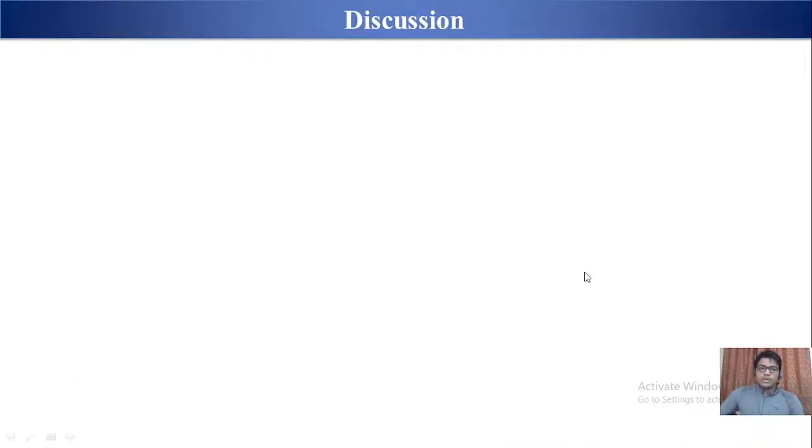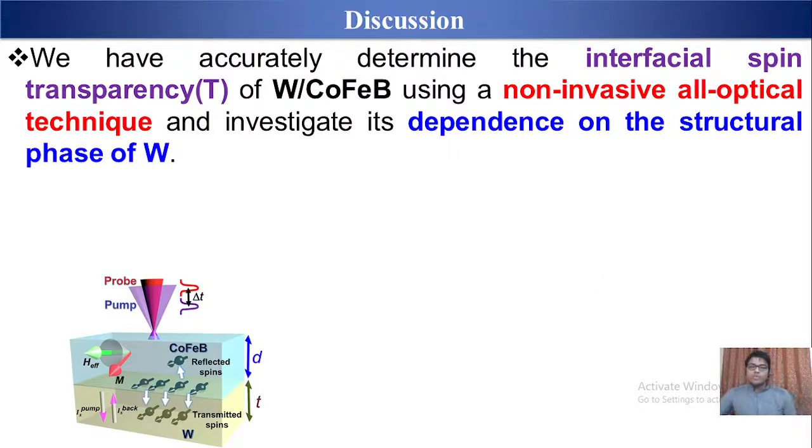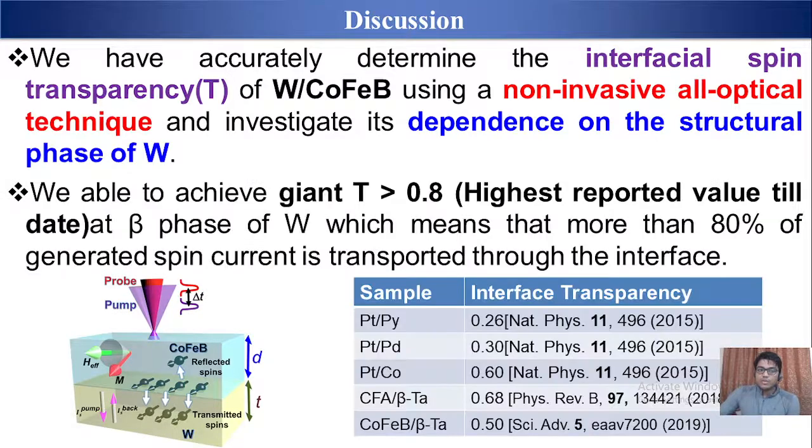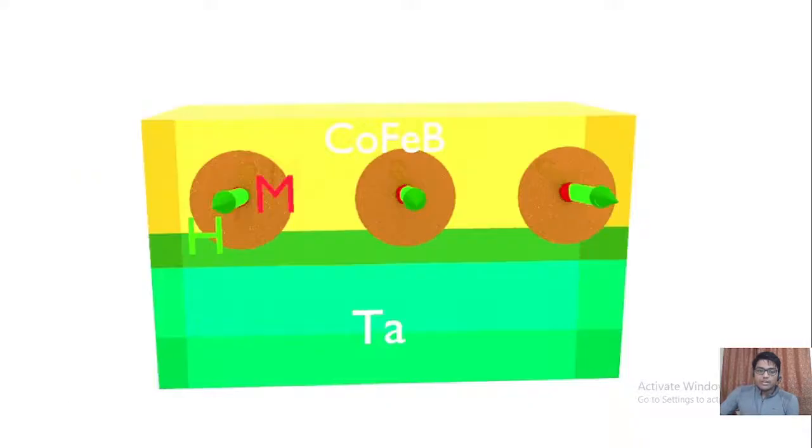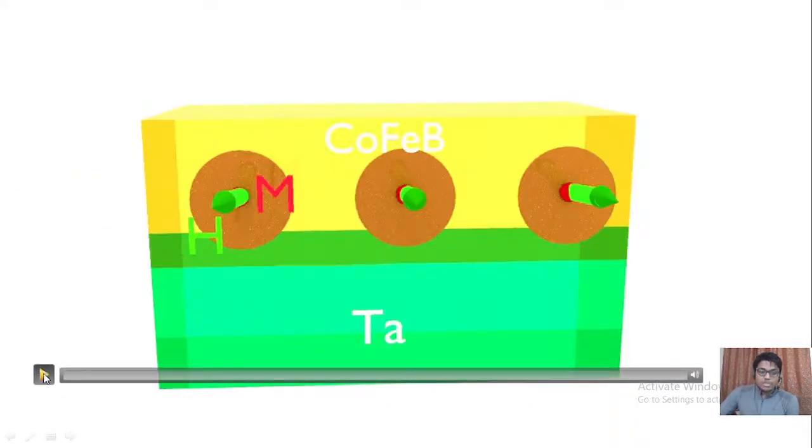So now we are in our conclusion section. We have been able to accurately determine the interfacial spin transparency of the tungsten CoFeB by using a non-invasive all-optical method, and able to show that this interfacial spin transparency shows a dependence on the crystal structure of tungsten, and able to achieve a very high interfacial spin transparency. In fact, it is the highest reported value to date in the literature. It is about 80%, and this is an animation which shows the spin pumping induced interfacial spin transparency.